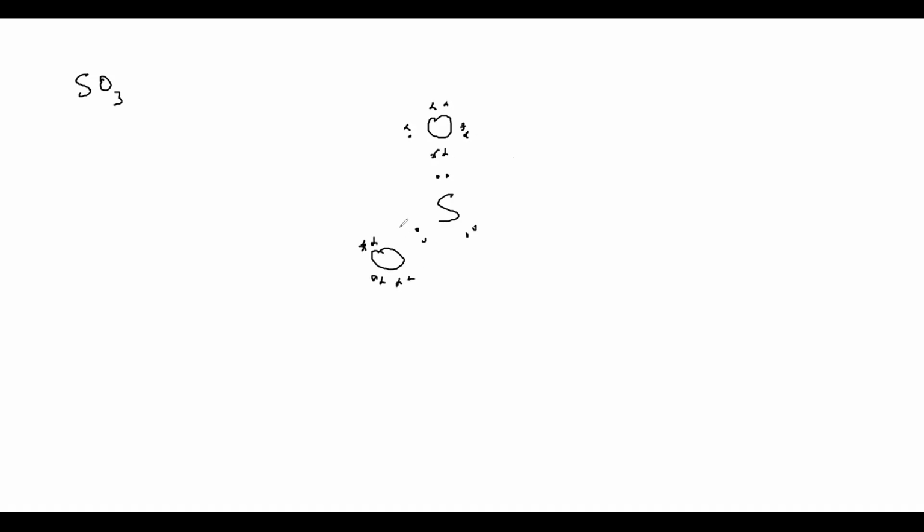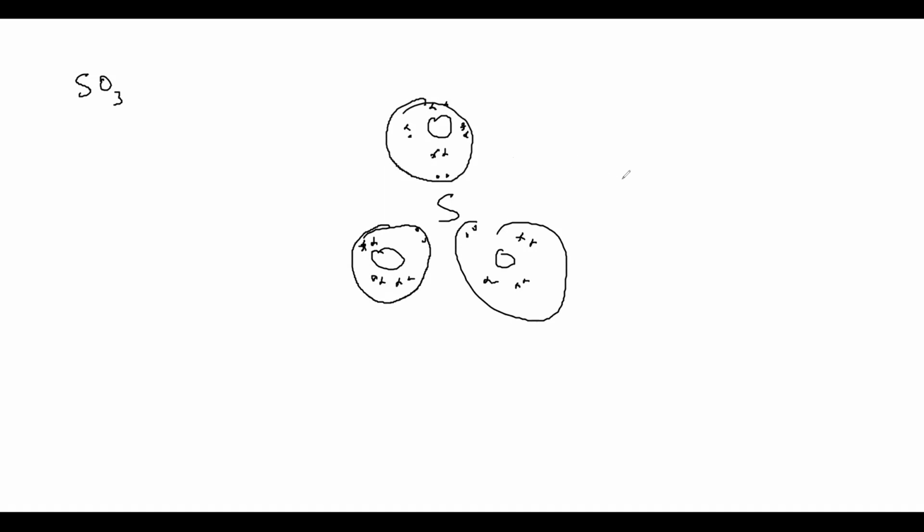What is the meaning of dative bond? That both of the electrons are from sulfur. So there is a dative bond here. Then another oxygen forms a dative bond. And this was a covalent bond. So when I draw the structure, S is double bonded with O, and there is a dative bond with one oxygen and a dative bond with another.